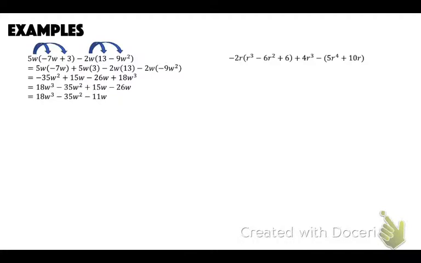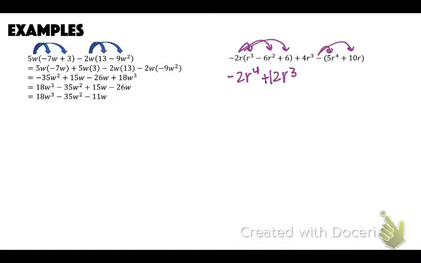Okay, let's do this one. So again, we're going to distribute that negative sign. Let's see, I want to move this down a little bit. Or distribute these. And this negative sign needs to distribute also. So negative 2r times r cubed is negative 2r to the 4th. Negative 2r times negative 6r squared is positive 12r cubed.